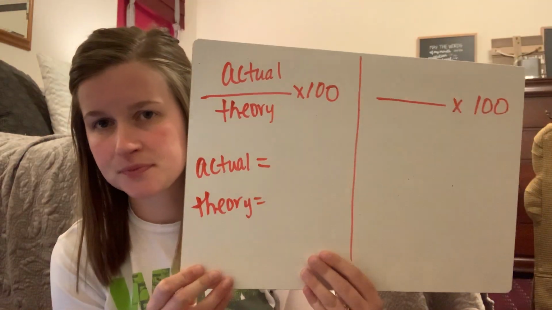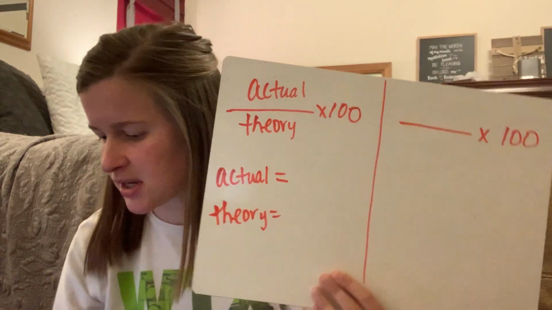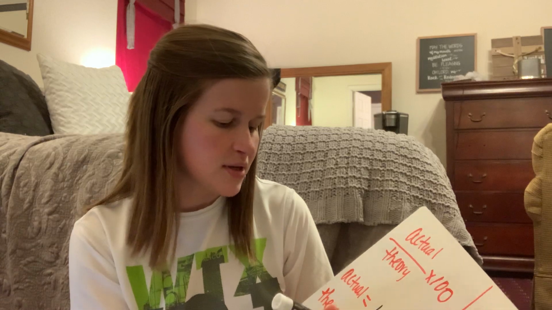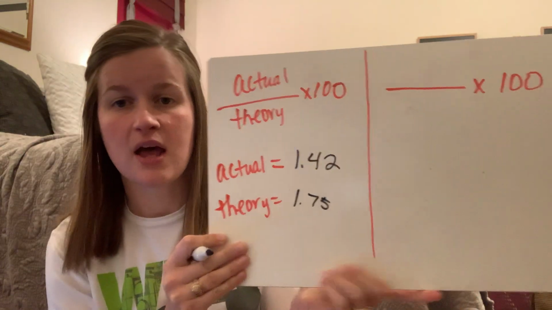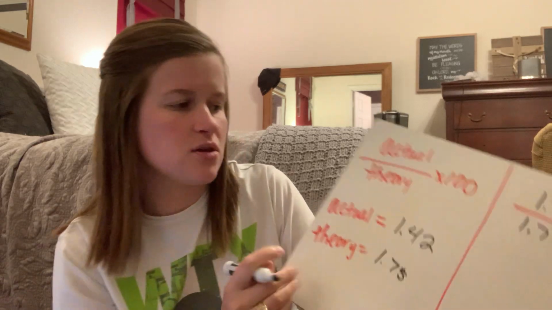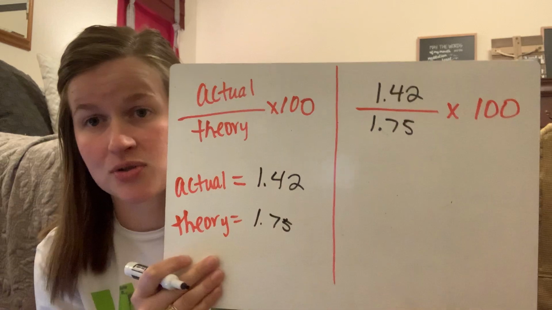So when we're plugging it in, right here, actual over theoretical times 100. So my actual value is the 1.42. My theoretical is going to be the 1.75. And then I just plug them in over here. So my actual goes on top, my theoretical goes on bottom. And then you do that division, then you multiply by 100 to get your percent. So all you have to do to work out the problem. So hopefully that's starting to make sense for percent yield.